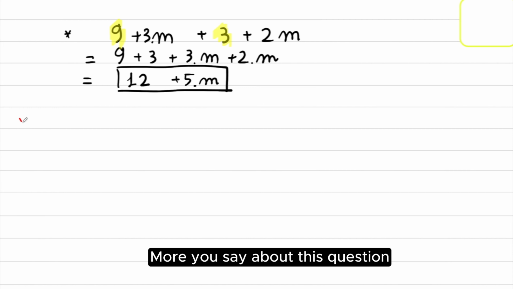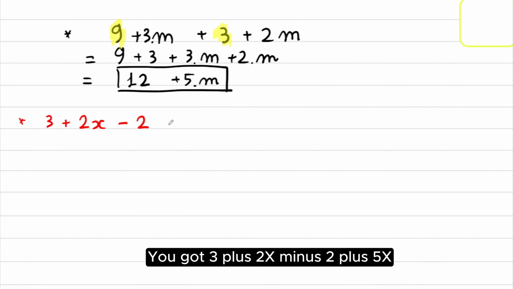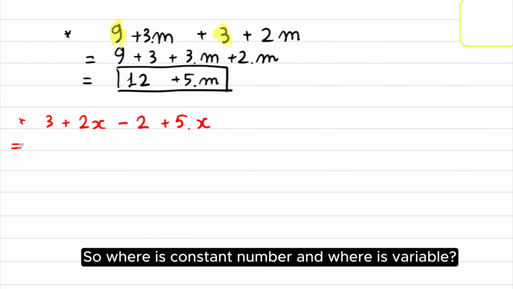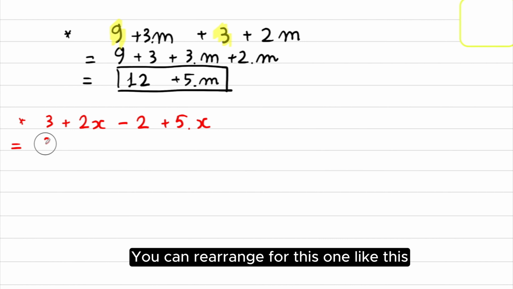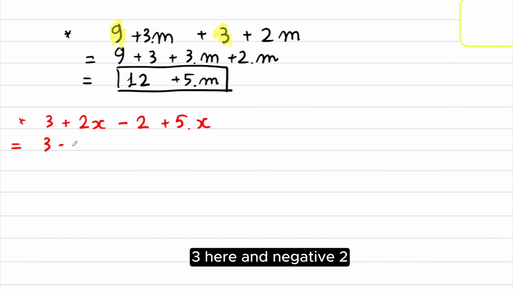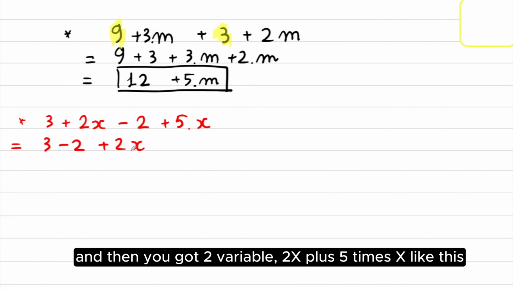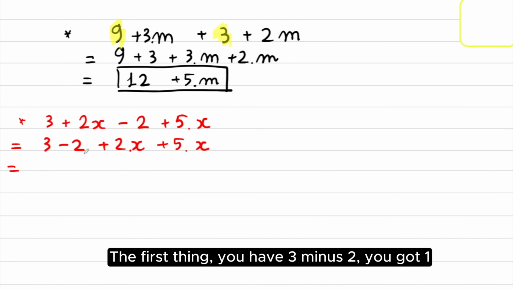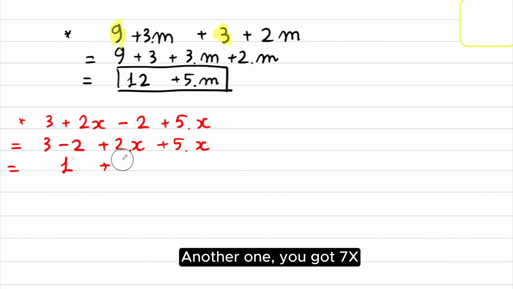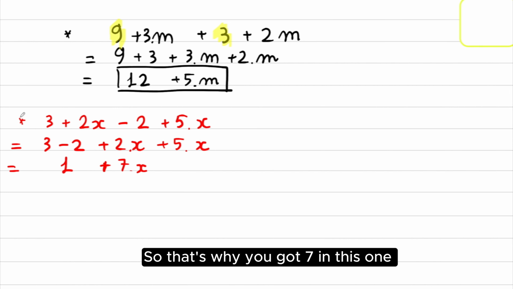More exercise about this question. You have 3 plus 2x minus 2 plus 5x. So where is the constant number and where is the variable? You can rearrange this one like this: 3 here and negative 2, and then you have 2 variable terms, 2x plus 5 times x like this. The first thing, you have 3 minus 2, you get 1. Another one you get 7x, because you have 2x plus 5x, so that's why you get 7 in this one.